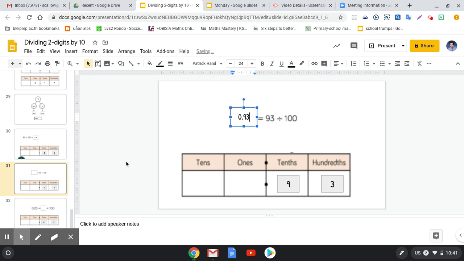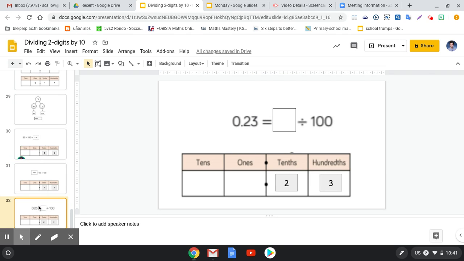0.93. Right, this last one's a bit trickier because it says 0.23 is something divided by 100. So this has already been divided by 100. So we have to do the opposite. We have to use the inverse. So in order to find an answer, we're going to multiply 0.23 by 100.